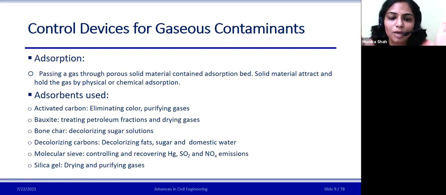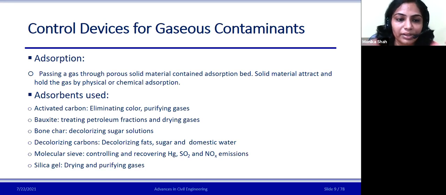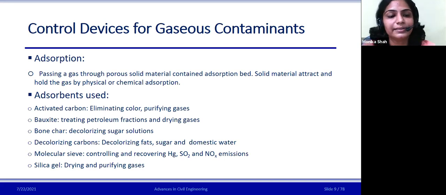The common adsorbents we use are those to which the gaseous contaminants get attracted. The first one is activated carbon, which is used to eliminate color and purify gases. Another one is bauxite, which treats petroleum fractions and dries gases. Bone char is used for decolorizing sugar solutions. Decolorizing carbons are used to decolorize fats, sugars, and domestic water.